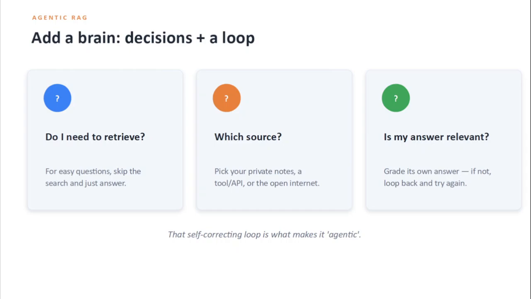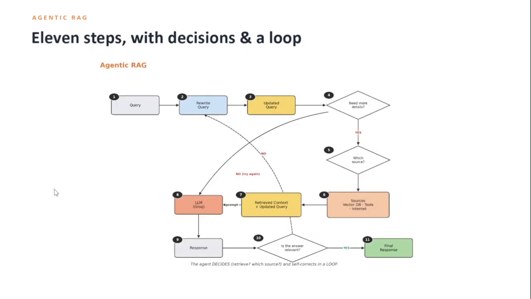Is my answer relevant, whether it's good or not? And if it is not good, then it does the loop back again. This is called the self-correcting loop, and it is what makes your RAG an agentic RAG. So you are adding a brain to your retrieval process, and this is called agentic RAG. Let's try to understand all these steps, how it happens practically, one by one.